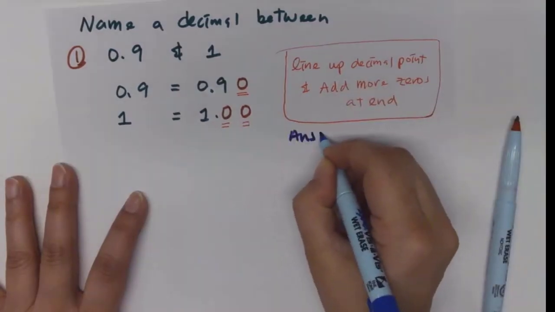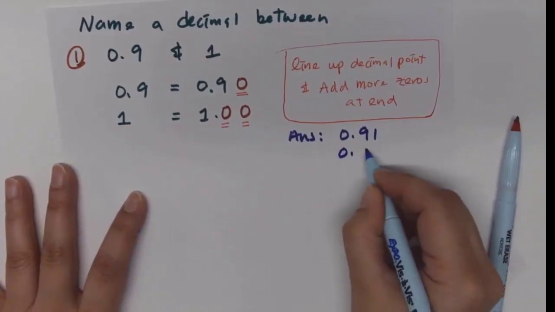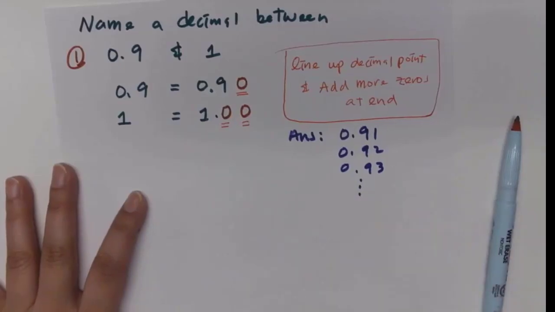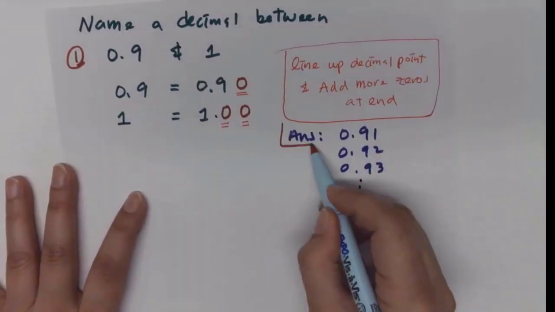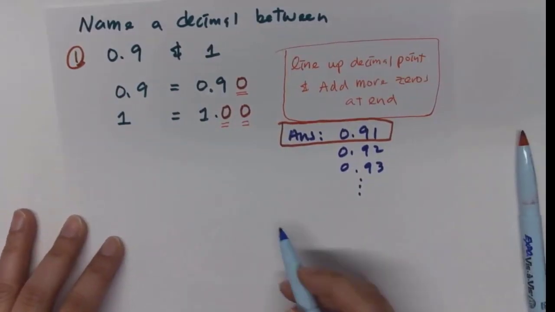The answer can be 0.91, 0.92, 0.93, something like that, right? So any of them can be considered a correct answer. So I'm going to say just pick this one. Is it okay? And let's do another one.